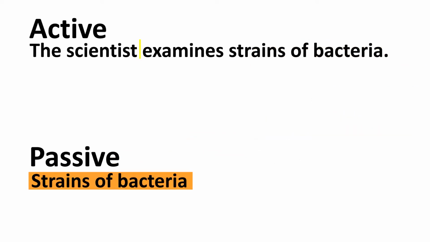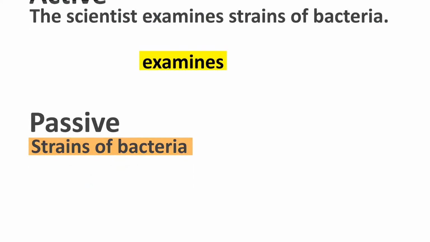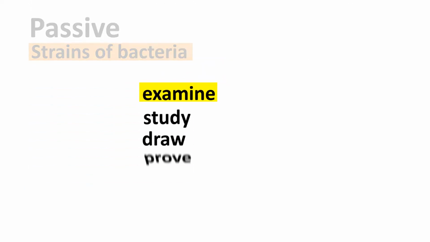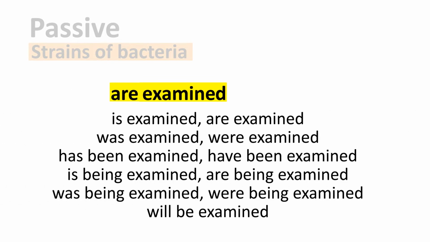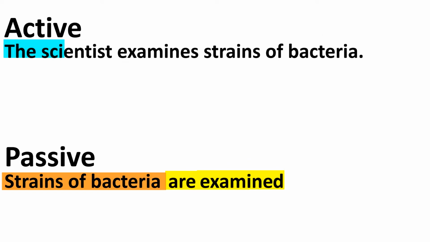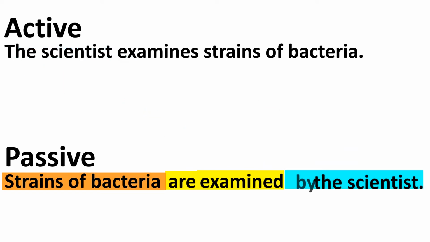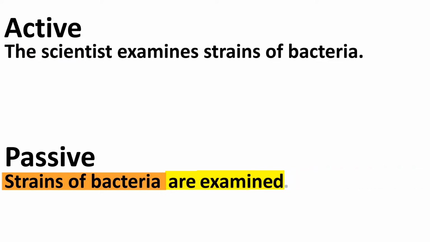Second, the verb changes into its past participle form, which ends in ed, n, or en. And a form of the verb to be is added. Third, if the actor appears, it will be somewhere after the verb, and the word by will come just before it. In the passive voice, the actor is optional and may be omitted entirely.